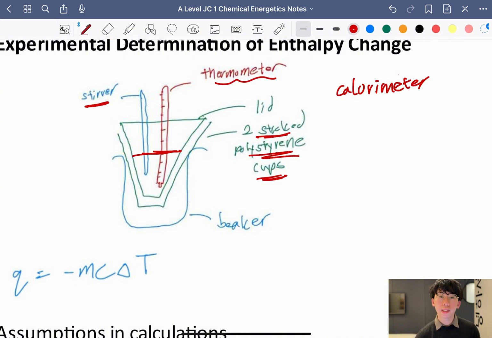What we will try to do is measure the temperature change of the reaction without it losing as much heat to the surroundings or to other parts of the experiment, for example the beaker. That way, we can accurately determine the temperature change from the reaction, and from there, we can use the temperature change to calculate the enthalpy change.